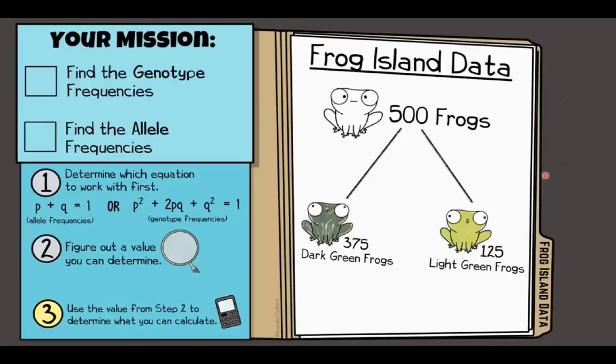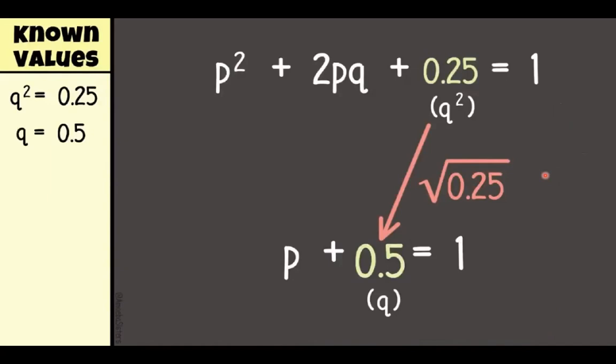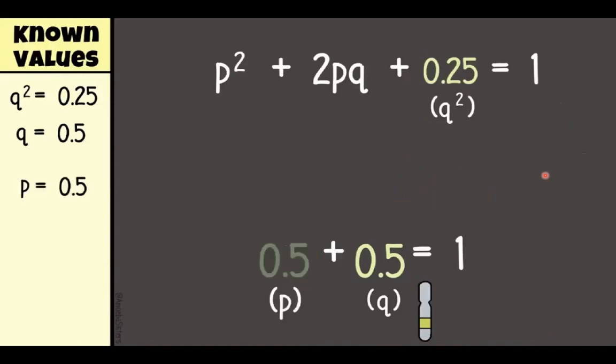Step 3. Take a value you solved from the previous step and calculate from there. So if I know that q squared is 0.25, then I could go ahead and solve for q. If q squared is 0.25, I can determine q if I take the square root of 0.25. Therefore, q is equal to 0.5. That's the allele frequency for the recessive allele little g. If I know the q value, I can find out the p value using the first equation. Since p plus q is equal to 1, now I know that p is equal to 0.5. That's the allele frequency for the dominant allele, big G.